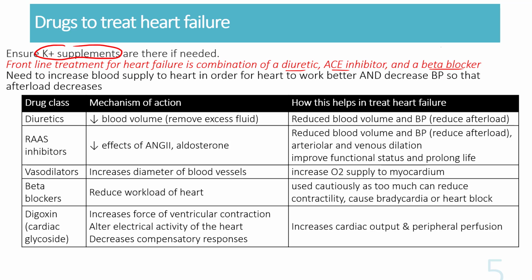Right? So what we want is for the heart to work better, and we also want to decrease blood pressure so that we can decrease both preload and afterload, and increase the amount of blood that leaves the heart. You've got the classes of drugs listed here. So diuretics, RAS inhibitors, so inhibitors of the renin-angiotensin-aldosterone system, vasodilators to try to increase the amount of blood going to the heart, beta blockers to stop the heart from working as hard, and digoxin, which we're going to look at now. So you've got here how it helps to treat heart failure.